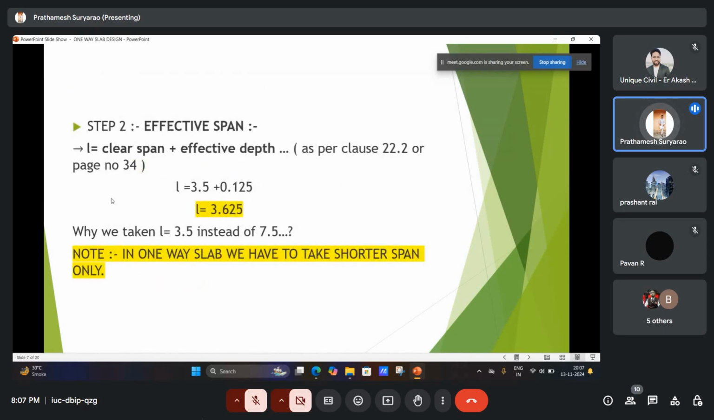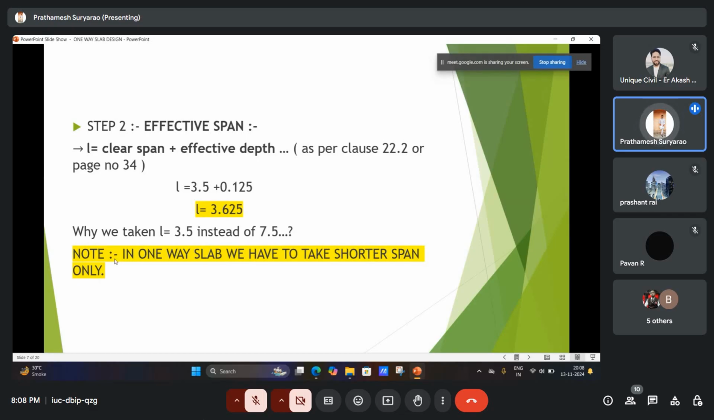Step 2, effective span L. To get effective span, there is a formula: L is equal to clear span plus effective depth, as per clause 22.2 or page number 34. So putting value in this, L equals 3.5 plus 0.125, which is the effective depth we got in the last slide. L equals 3.625. So effective span we will get. So you may have a question: why have we taken L equals 3.5 instead of 7.5? Why did we not take 7.5?